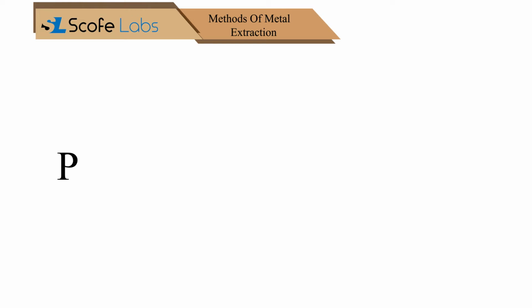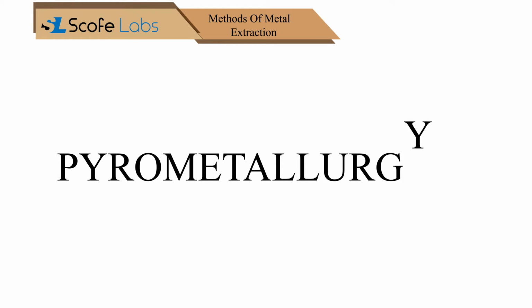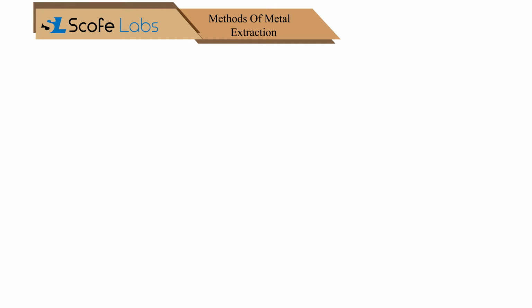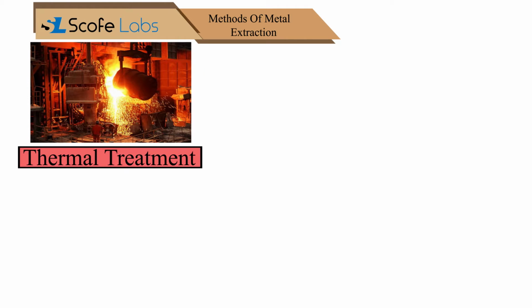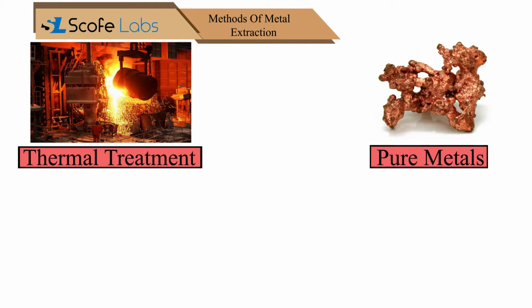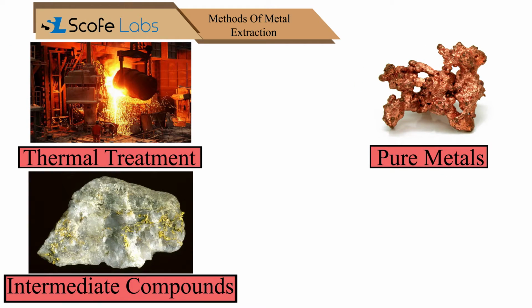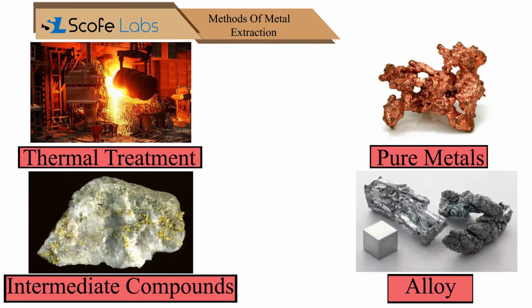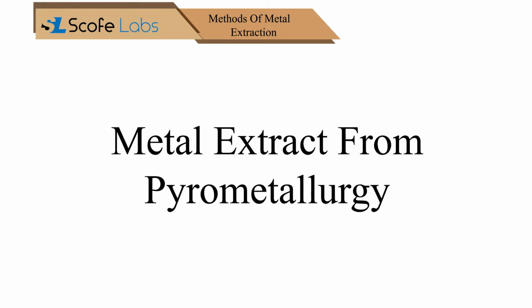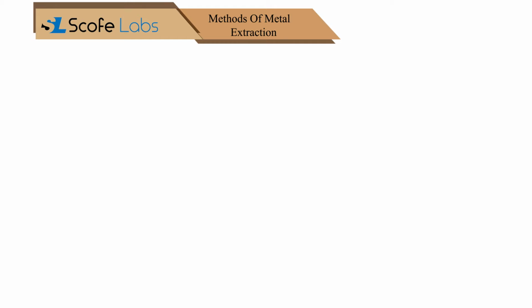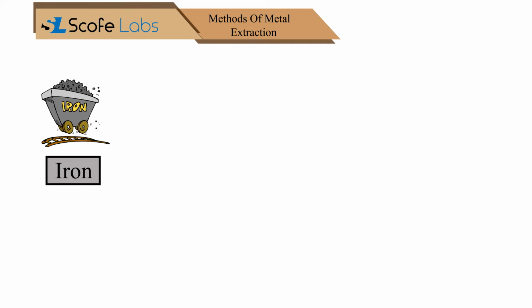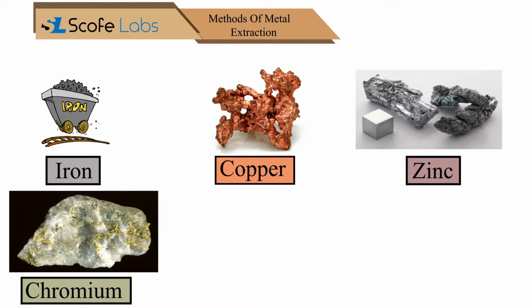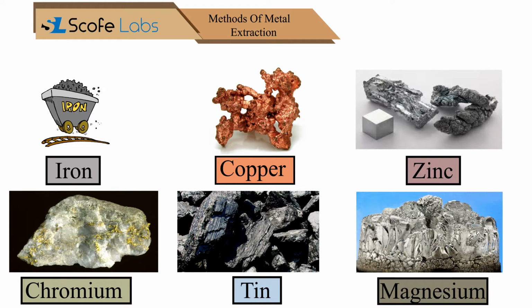Pyrometallurgy is any process that uses high temperatures to transform either metals or their ores. It is based on the principle of thermal treatment of minerals and ores, and produces pure metals, intermediate compounds, or alloys, etc. The metals extracted by the pyrometallurgy process are iron, copper, zinc, chromium, tin, and magnesium, etc.